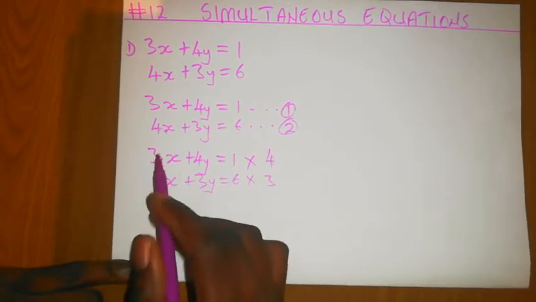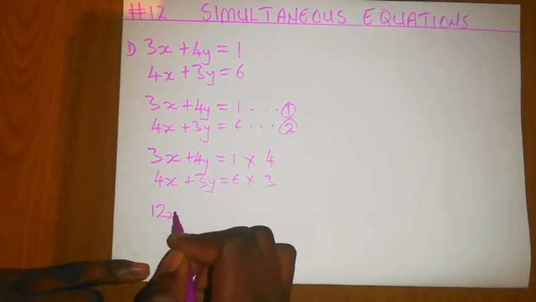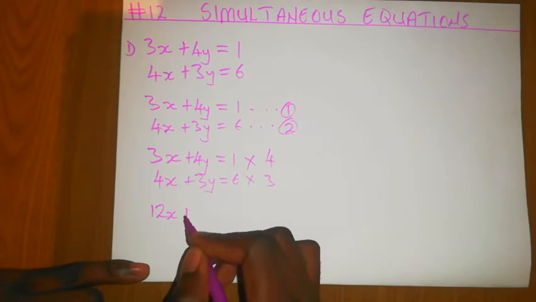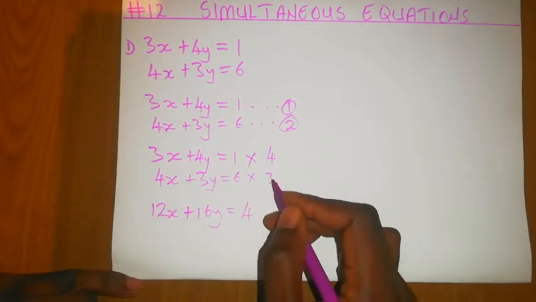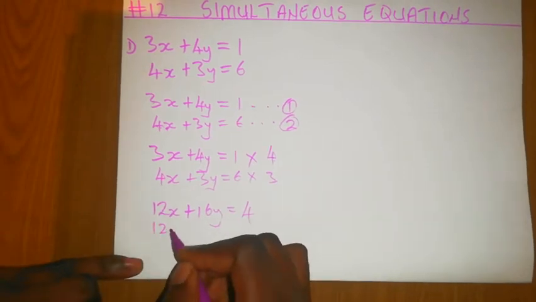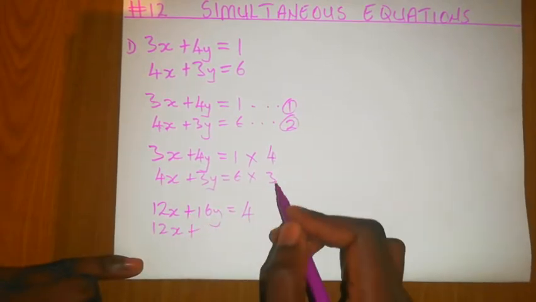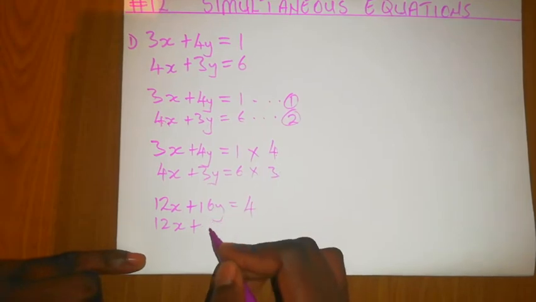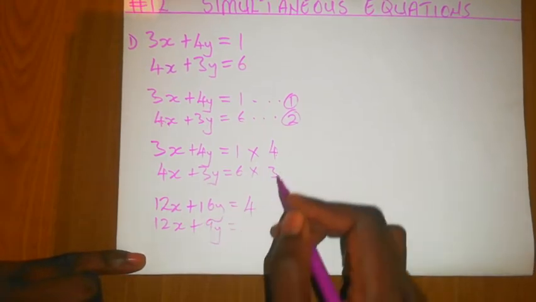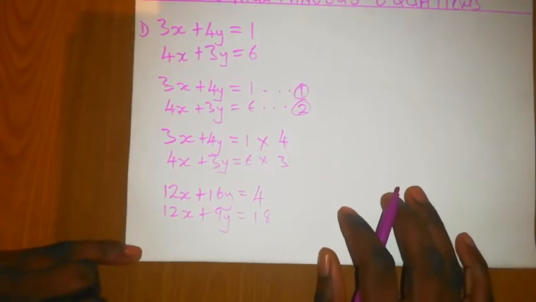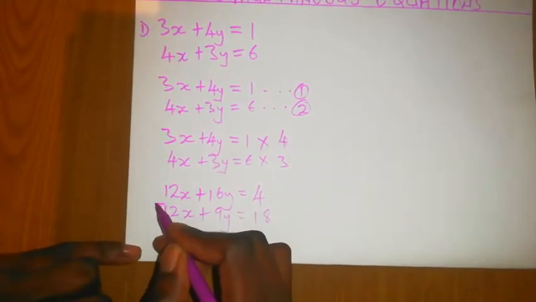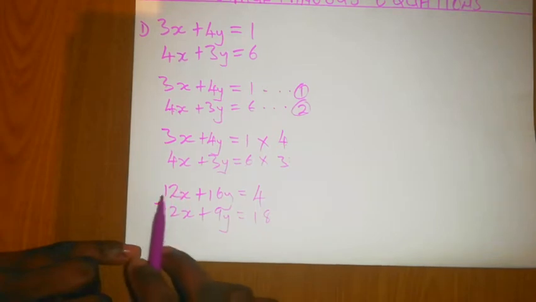So in this case, it's 4 times 3x, that's 12x. 4 times 4y, so it's plus 16y is equal to 4 times 1, that's 4. Then 3 times 4x, that's 12x, plus 3 times the 3y, that's 9y is equal to 3 times 6, that's 18. Then I want to eliminate x here. I'm going to use minus because there was no negative sign there, so I'm going to apply a negative.